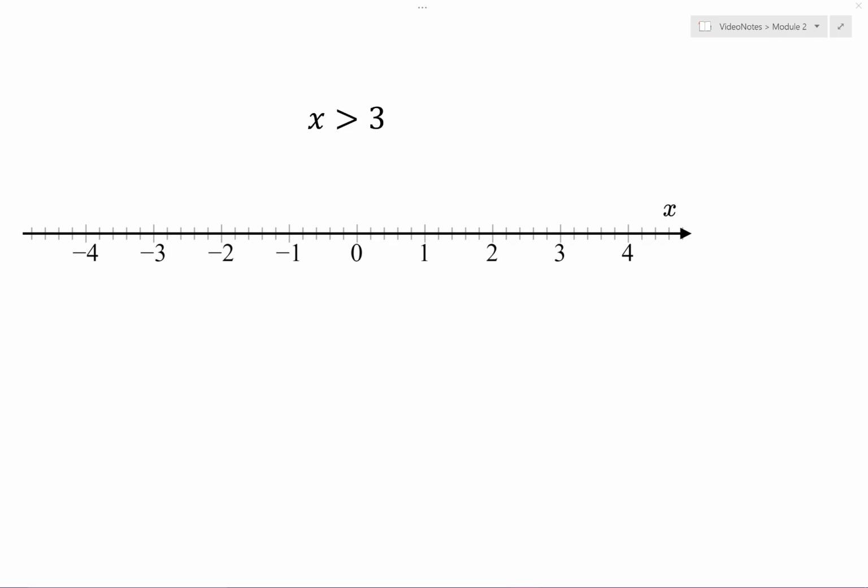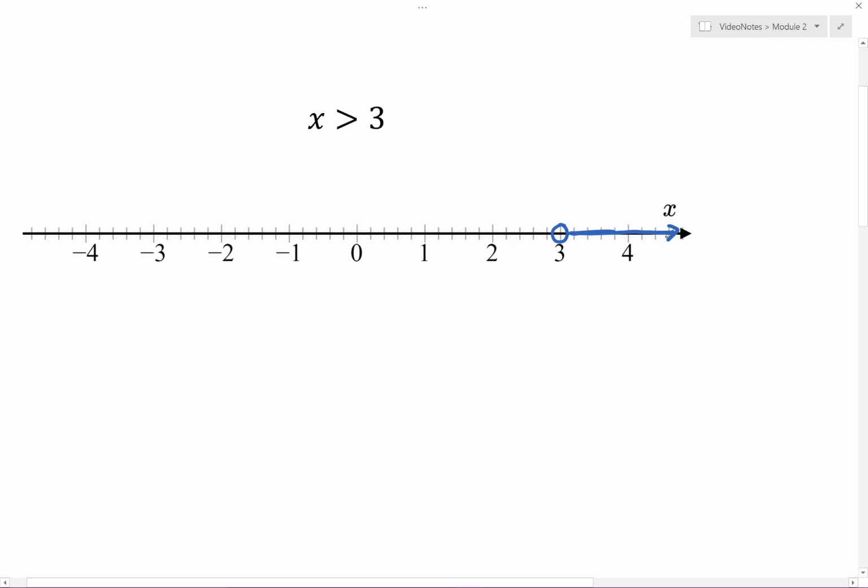When graphing a simple inequality, like x is greater than 3, our goal was to visually represent all of the values of x that were greater than 3, meaning that they would be plotted to the right of 3 on a number line. So after drawing a number line, we plot the boundary point at x equals 3, and then shade all values of x to the right of 3.